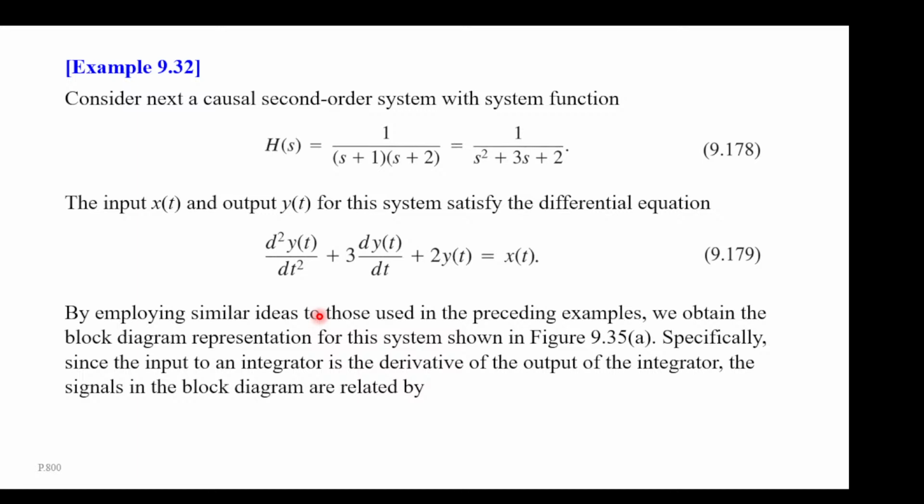And the next example, we have a more complicated example. So we have H of s is 1 over s plus 2 times s, 1 over s plus 1 times s plus 2, and if you multiply it out, it also equals 1 over s squared plus 3s plus 2. Okay, and then we can also write the differential equation about this thing.